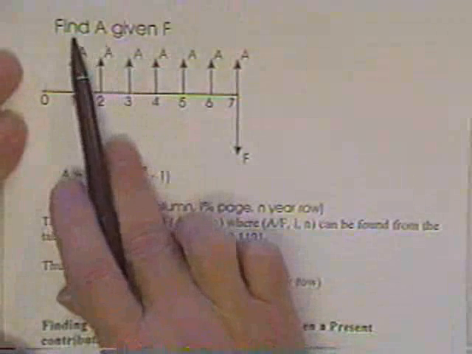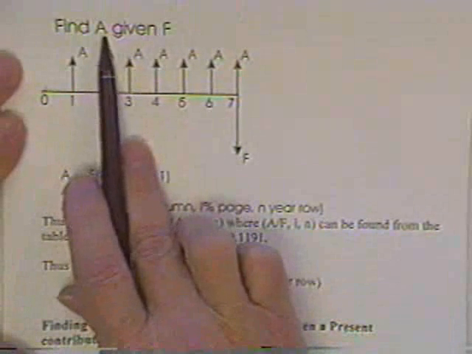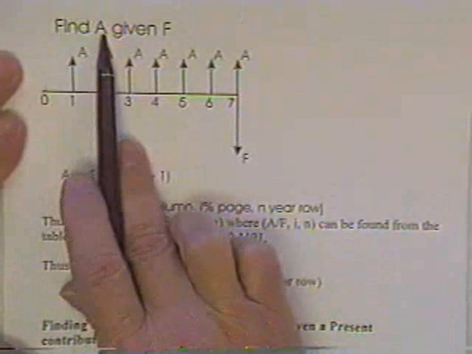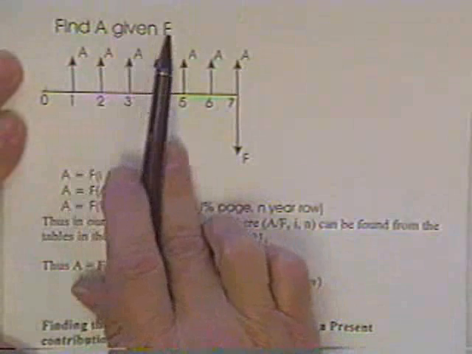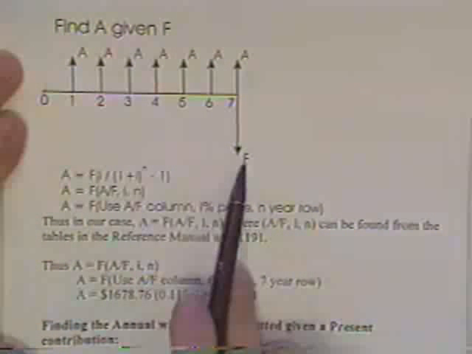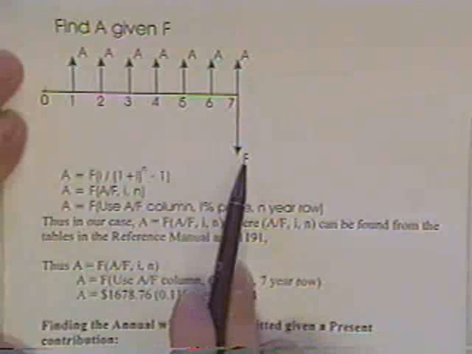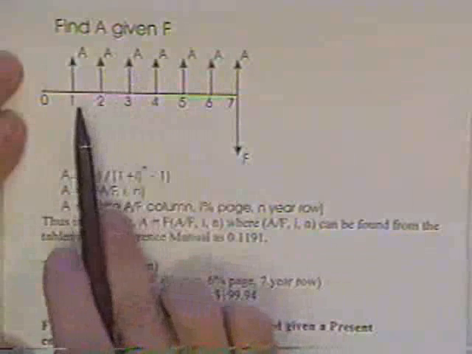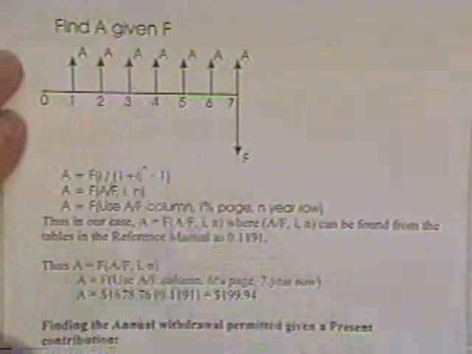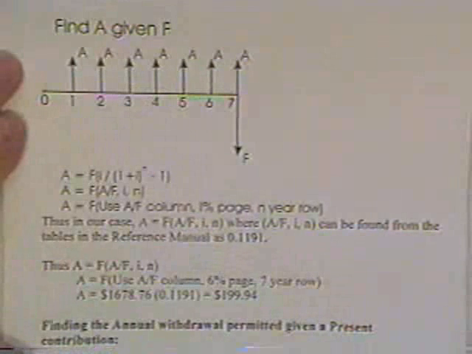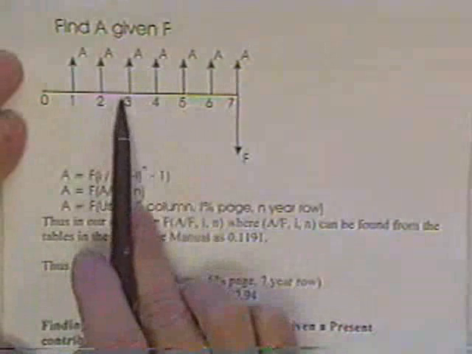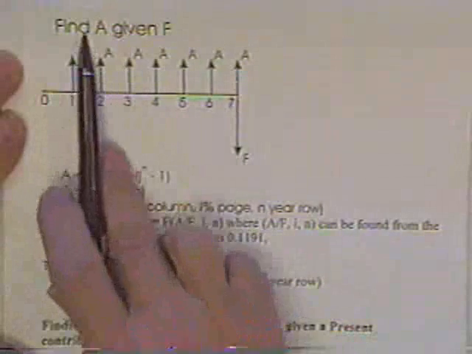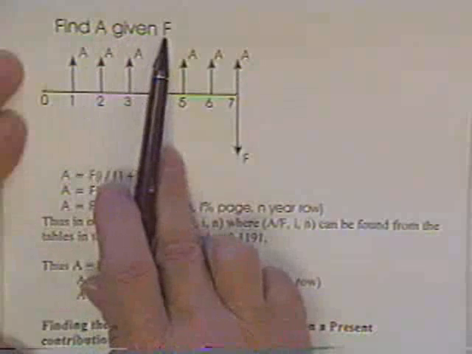Here's where someone has said, I'd like to find an annuity that I could take out of a bank given the future amount. In other words, given the future amount that I want out of the bank, how much equal value would I have to put into the bank at the end of the first year, second year, third year, fourth year? Now, another nice thing is that this leaves this slot open for putting money in if you want to find A given P.